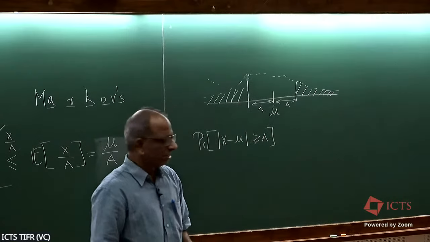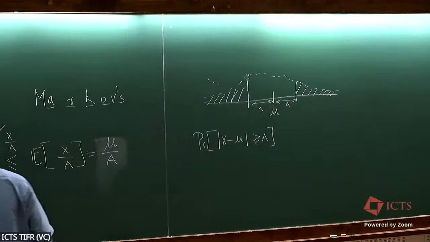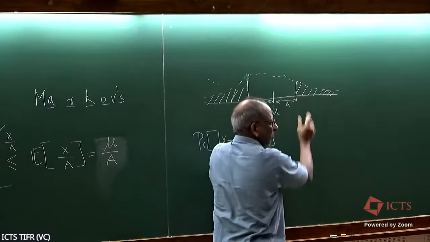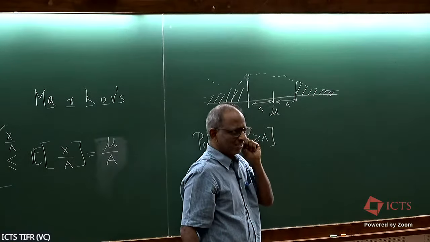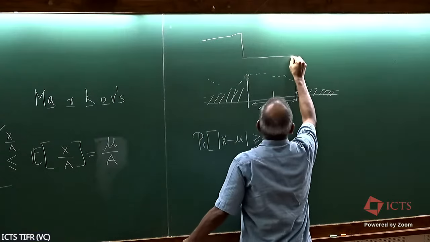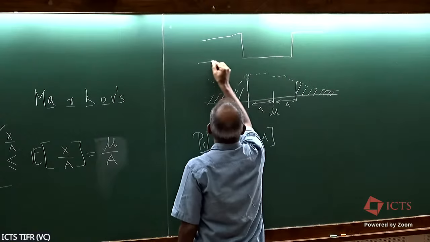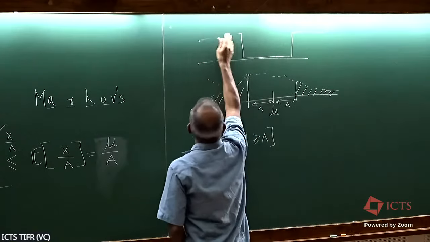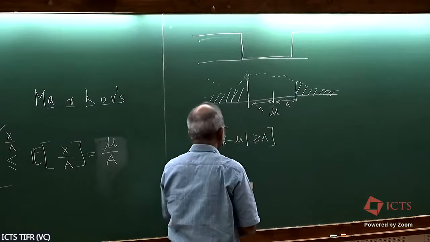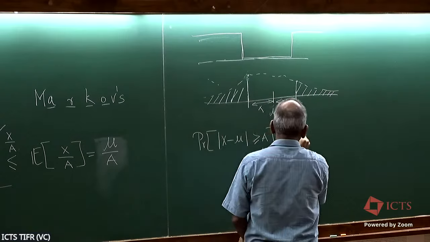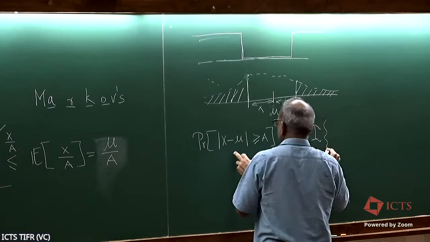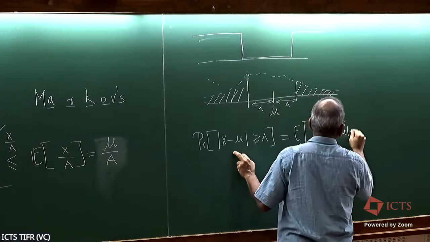Yeah. So let's play the same trick. Here there was a step function. What function should I use here to capture this probability? So I start the same way. So this is equal to the expectation of the indicator variable for the event that x minus mu is greater than or equal to a.